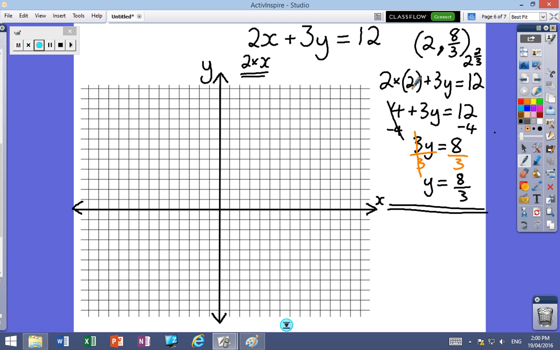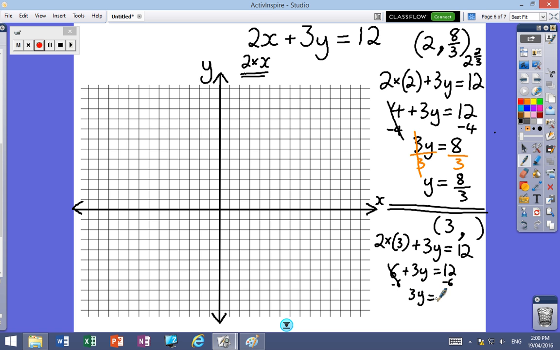This time I'm going to say, let's try making x equal 3. So I want 3 something. Now, there's no guarantee this is going to work. I just need to try it. So 2 times 3 plus 3 lots of y equals 12. 2 times 3 is 6 plus 3y equals 12. I minus 6 from both sides. Minus 6, minus 6. That kills that off.